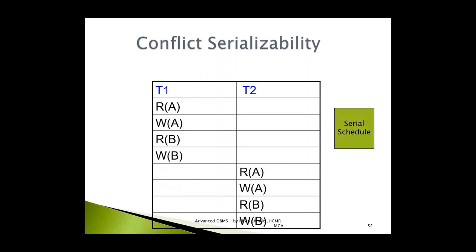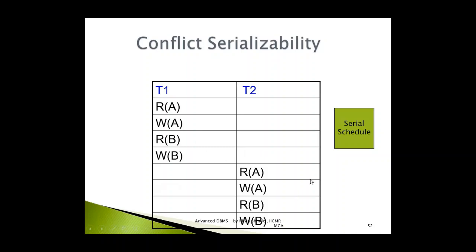Just observe, this is a purely serial schedule, T1 followed by T2. Why so? Because all the instructions of T1 get executed first, and then the instructions of T2 are started. So this is a pure or strict serial schedule, T1 followed by T2.